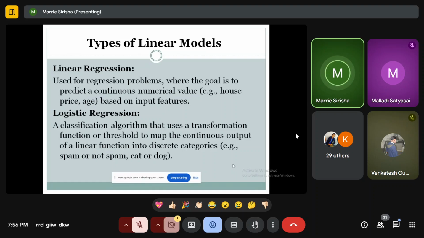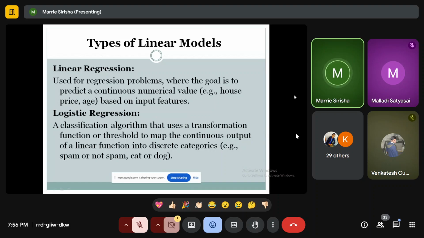Does a house price stay constant? No. Based on several features, the house price will change, like age of the house, number of rooms, house area, etc. Depending on these features, a particular house price will be continuous. There is no fixed number. So linear regression, this is what linear regression is.